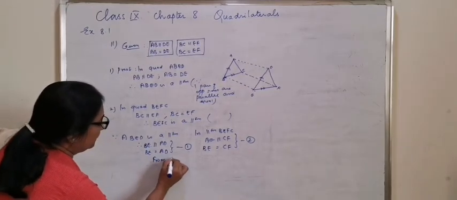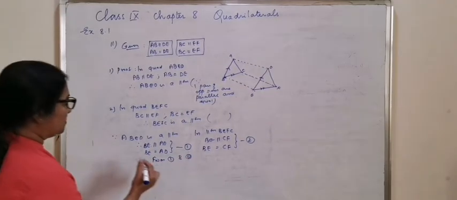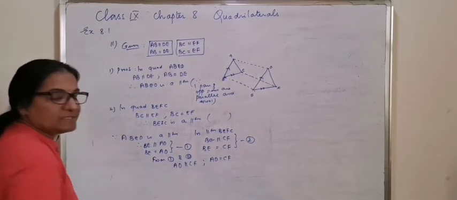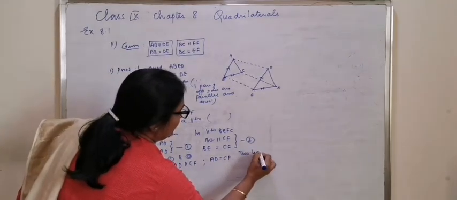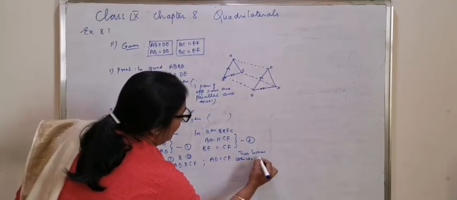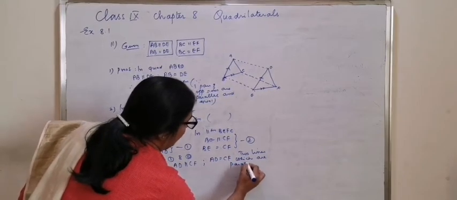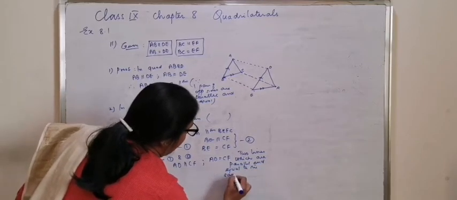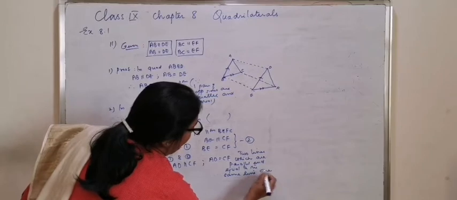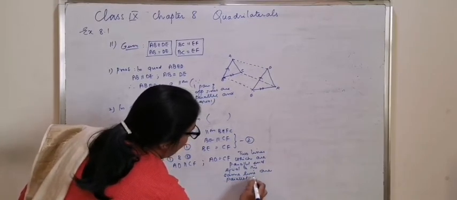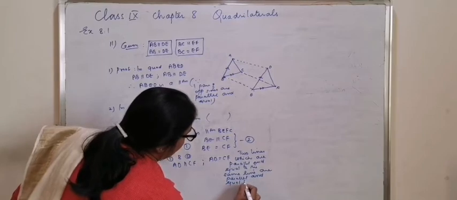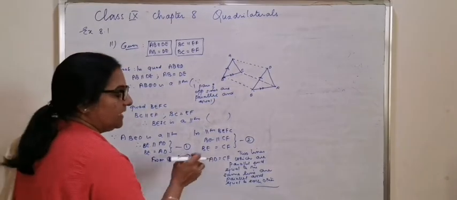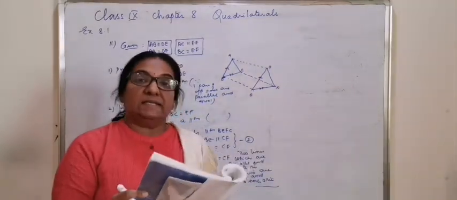From 1 and 2, AD is parallel to CF and AD is equal to CF, since two lines which are parallel and equal to the same line are parallel and equal to each other. That is why we wrote AD parallel to CF, AD equal to CF. That is the result 3.